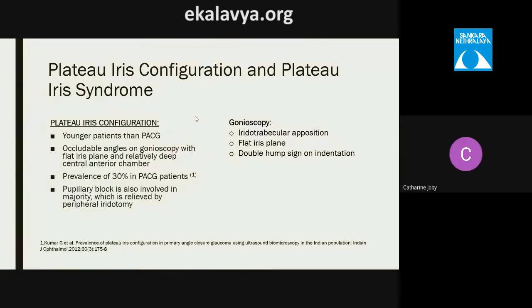Coming to plateau iris configuration and plateau iris syndrome. Plateau iris configuration patients are usually younger than primary angle closure glaucoma patients. There will be occludable angles on gonioscopy with a flat iris plane and relatively deep central anterior chamber. The prevalence of plateau iris configuration in primary angle closure glaucoma patients was found to be 30%. Pupillary block is also involved in the majority of cases, which is relieved by peripheral iridotomy. Gonioscopy shows iridotrabecular apposition, flat iris plane, and double hump sign on indentation.